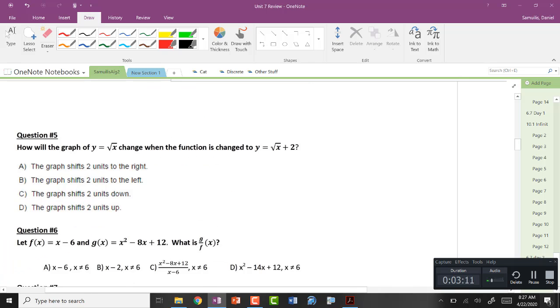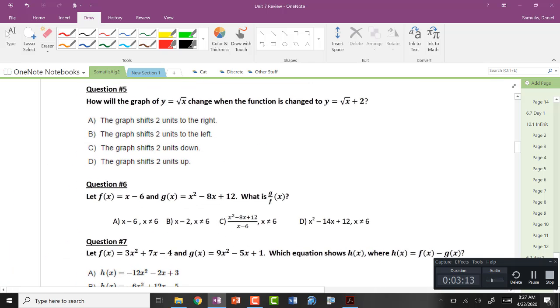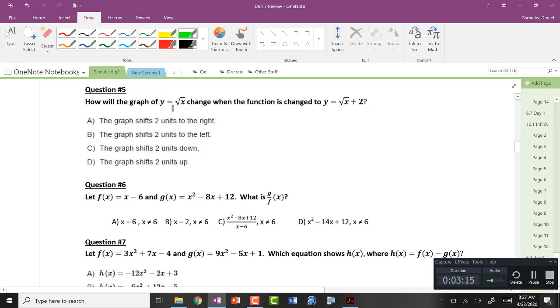Page 2. Okay, how will the graph of square root of x change if the function changes to square root of x plus 2? If this is an outside value, what does the outside value do on a square root function? That is right, it moves the graph up 2.